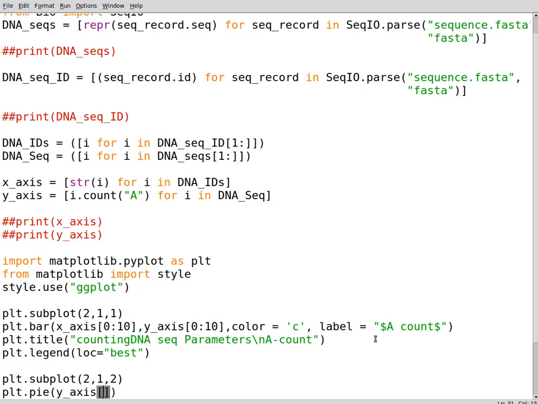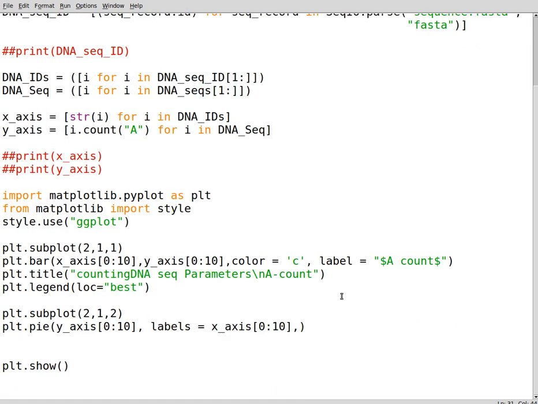The y-axis and the first 10 data sets, labels equals the x-axis for the first 10 data sets, the same one, until it reaches number 11. We need to start at an angle, a right angle, like 90 degrees. Start angle equals 90.